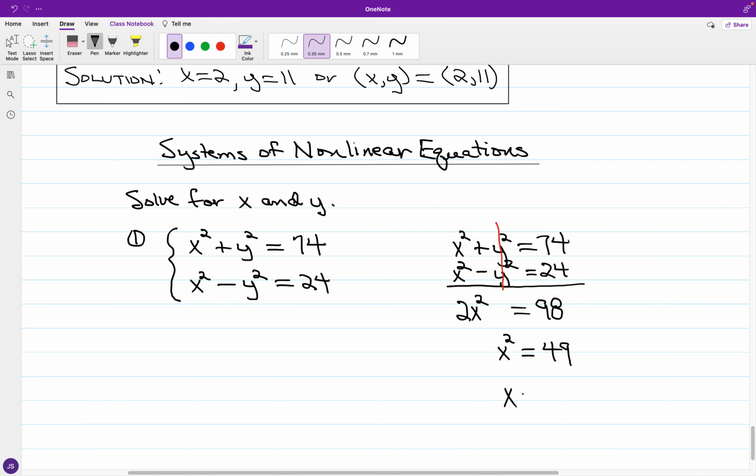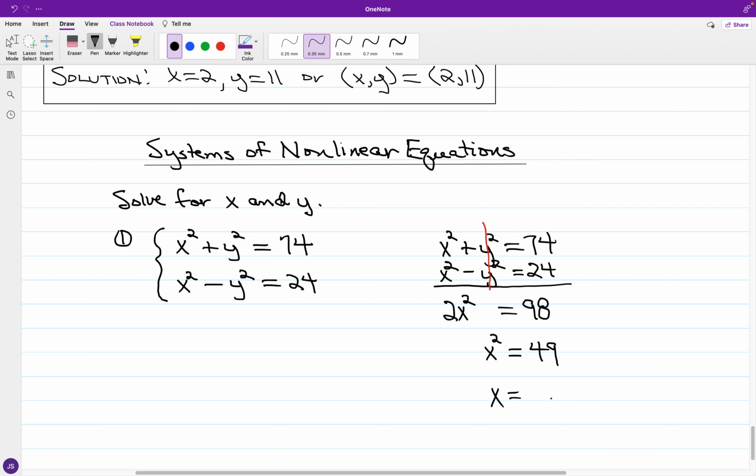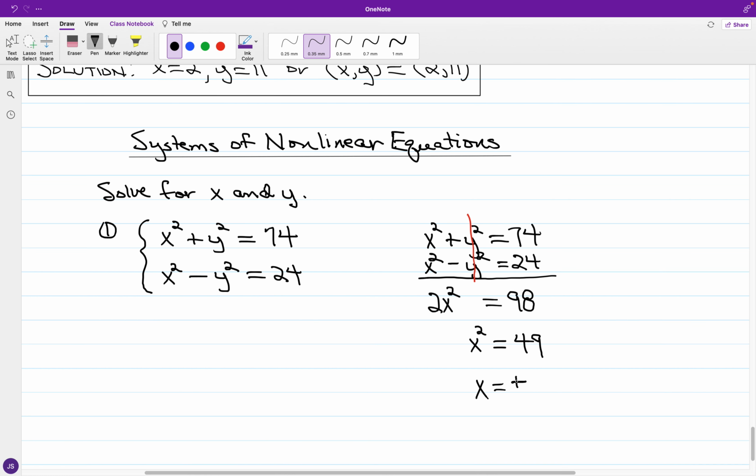And if I go with the square root property of equality, we have that x is equal to plus or minus the square root of 49. And 49 is a perfect square value. So we're going to have x is equal to plus or minus 7.